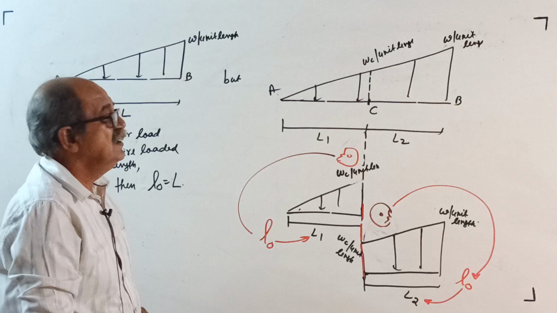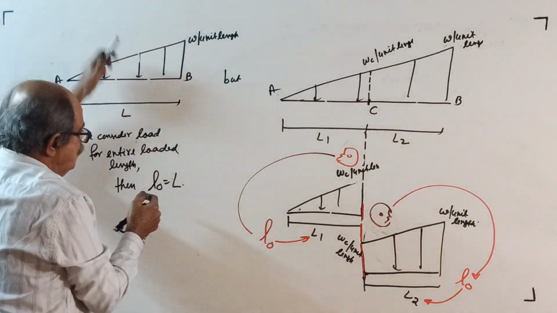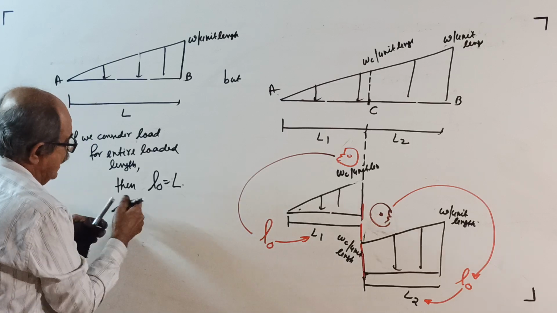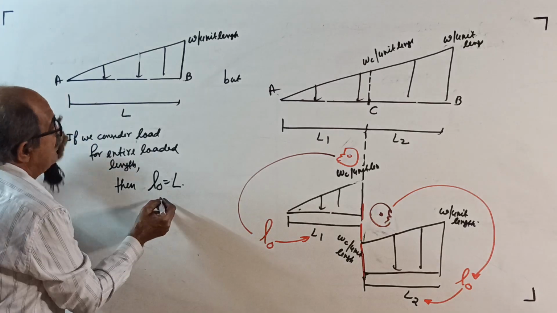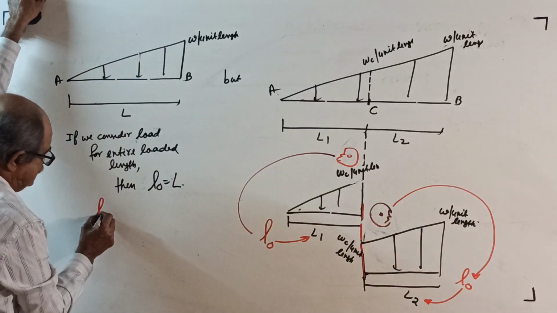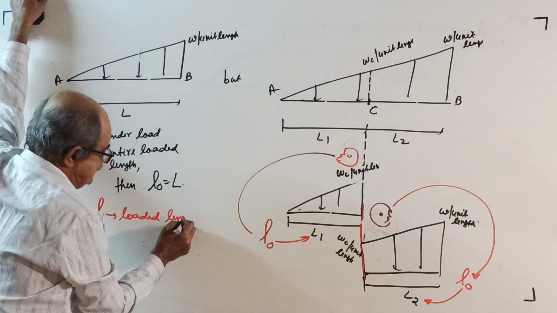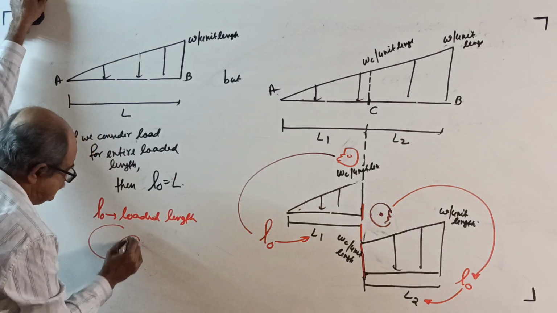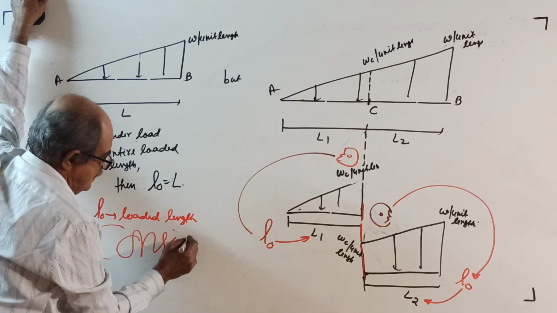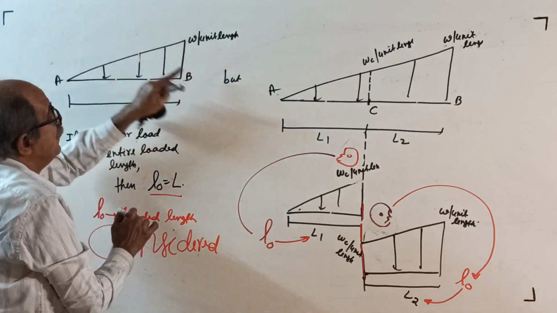Suppose for some reason you have to consider the entire load, then you write L here. Again and again I can't write. I told you I won't write L0 in future. From now onwards, L0 stands for the loaded length considered. Then the loaded length considered is L.